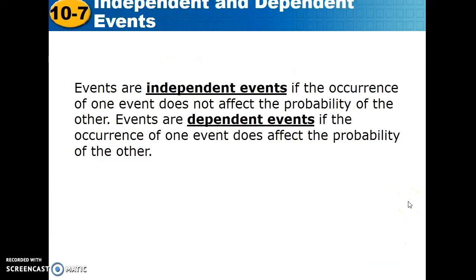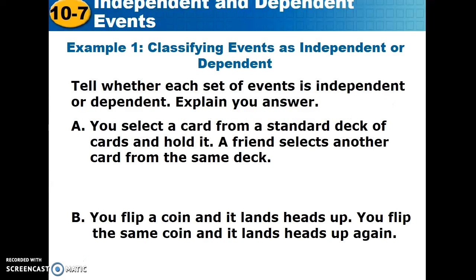Events are independent if the occurrence of one event does not affect the probability of the other, meaning taking away one of the sample spaces. Events are dependent events if the occurrence of one event does affect the probability of the other.